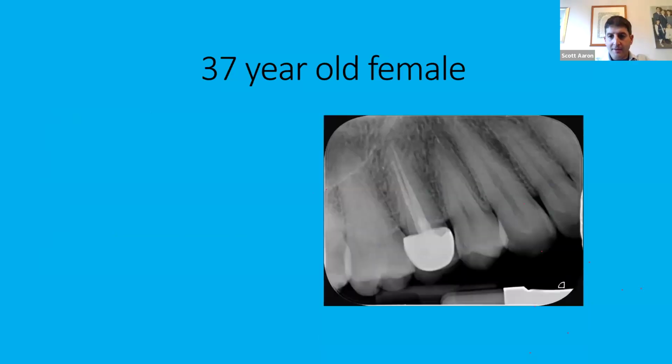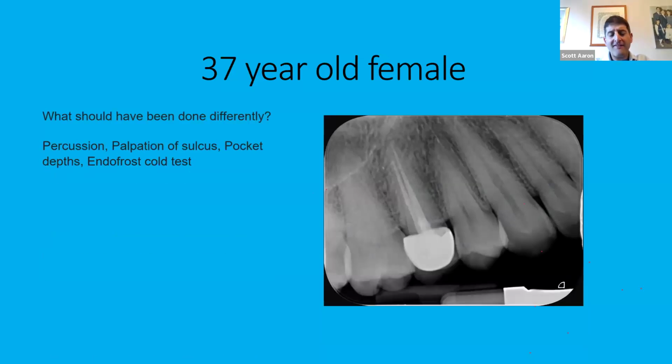We've got another x-ray, it's the same x-ray, we've moved it forward. What should have been done differently though? We should have had these 4 tests: percussion, palpation, pocket depth, Endofrost cold test. Obviously the 5 you don't need to test, but 4 and 6, are they giving a normal reaction to Endofrost? Why? So that someone else can see it's been done. When the patient comes back with pain a week later, we know what was done the first time. That's what medical records are for.